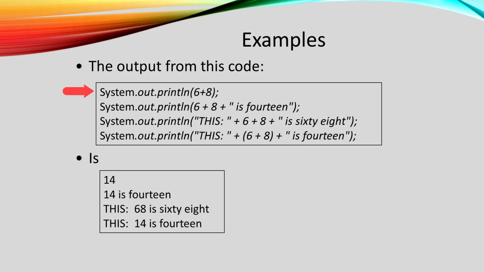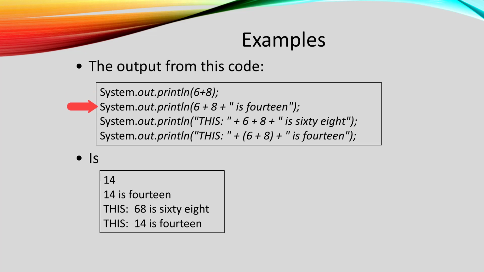In the first example, System.out.println 6 plus 8, both of the operands on that plus sign are numbers. We know how to add them, so the plus sign is addition. The result is 14, and we output the number 14.